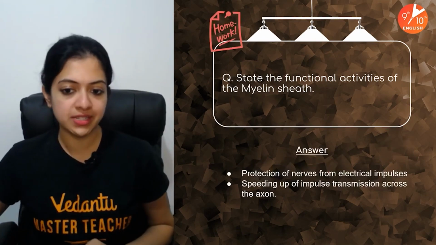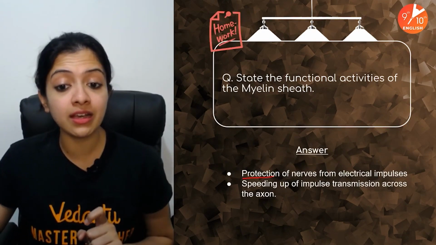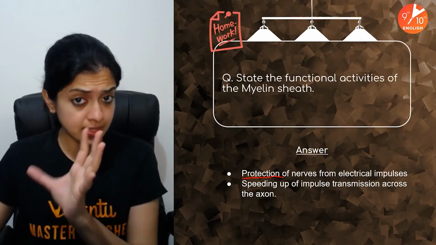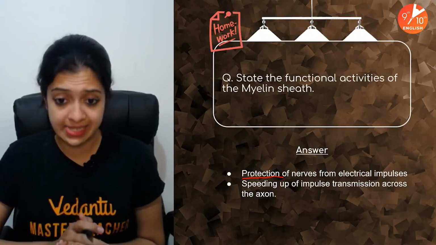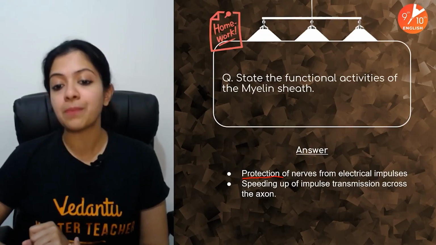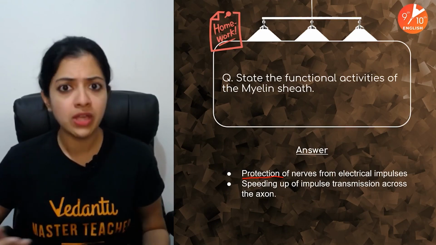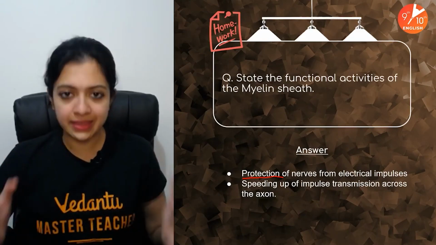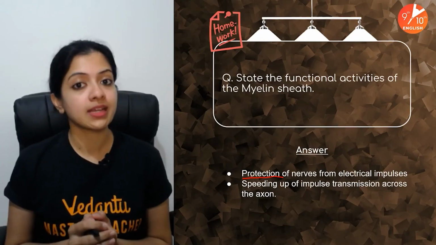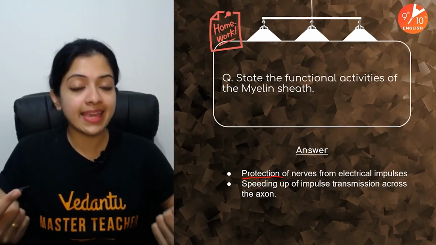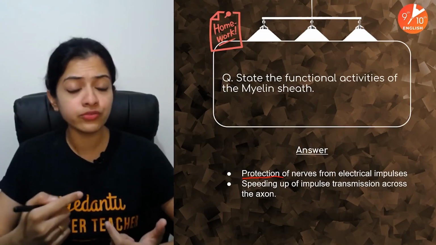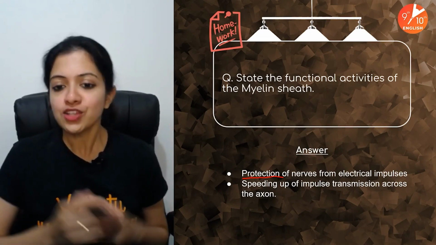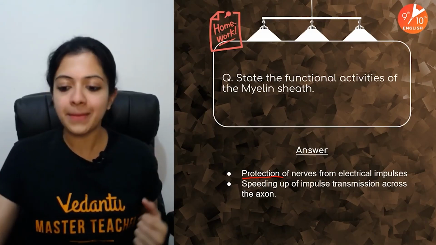There are two major functions. One is to protect the nerves from the electrical activity that is closely happening in the nervous system. Secondly, speeding up of impulse transmission across the axon. Of course, myelinated neurons and non-myelinated neurons, both of them do exist. But as far as myelinated neurons are concerned, they are capable of much faster nerve impulse transmission. So these are the two major functions of the myelin sheath.